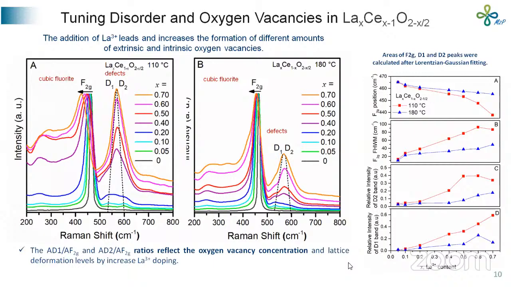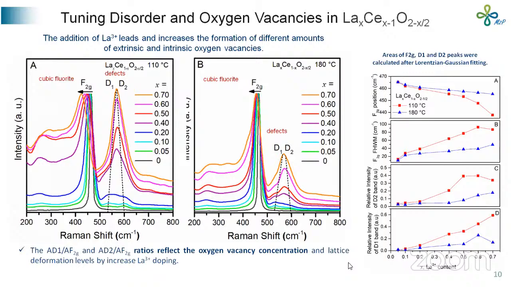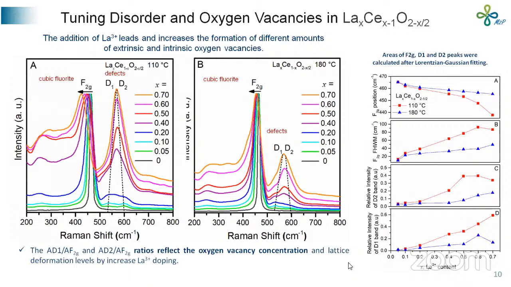For the defect bands, this D1 and D2, they are a very good indication of the amount of vacancies. We cannot give a number, but they are proportional. Okay, but do you have at least an estimate of this number? Is that 1%, 2% of the total oxygen, or is that totally arbitrary? Well, if you consider the charge balance, for the 50%, it would be lanthanum, cerium, and oxygen would be 1.75, assuming that we have the charge balance. Of course, there are other effects, but that's the amount. Okay, thank you.